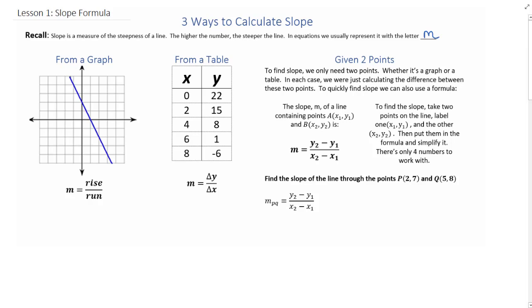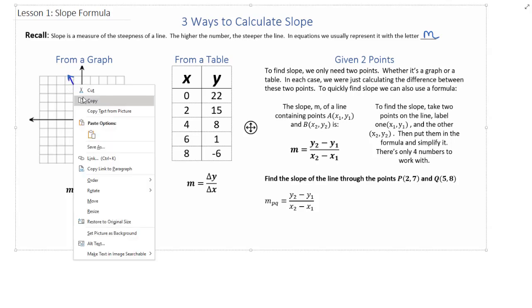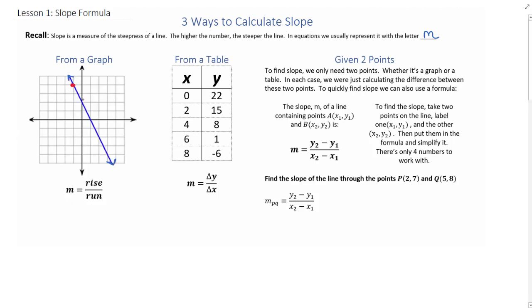Let's look over here. First of all, our graph's missing the arrows on the end. All lines should have arrows on the end. Remember, that tells us that the line continues infinitely in both directions. So to find slope, we only need 2 points. So we need to find some points on this graph, and there's a lot of points. There's a point here, point here, point here, point here, point here, point here.